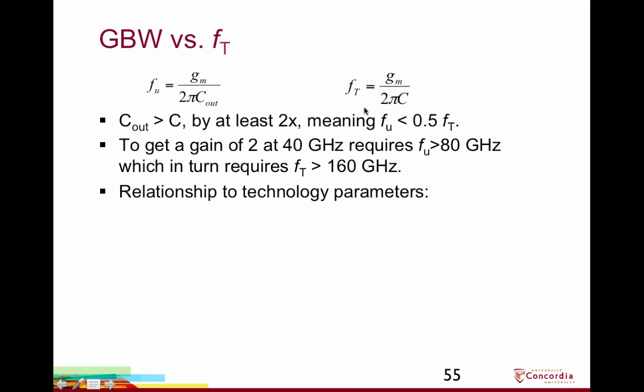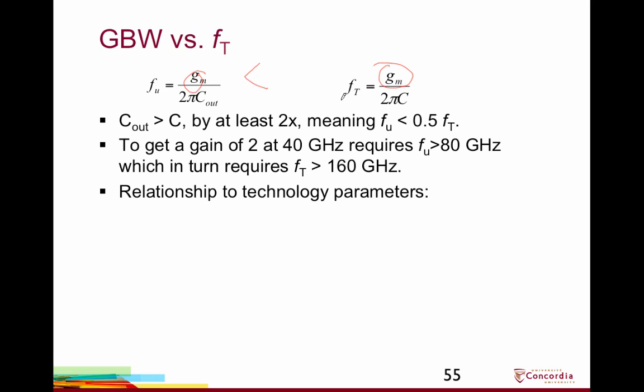Another side note here, though, is that FT is typically measured with the most GM you can get from a transistor. So what would that mean? That would mean the largest VGS possible, the full supply giving VGS. But real circuits usually have other things in the stack between VDD and ground, meaning that this GM here is going to be less than the GM over here.